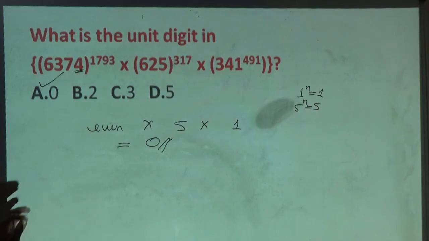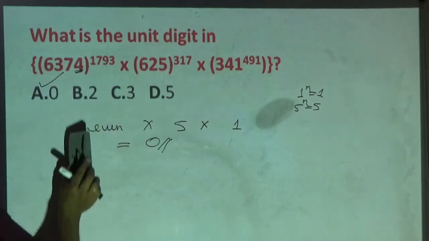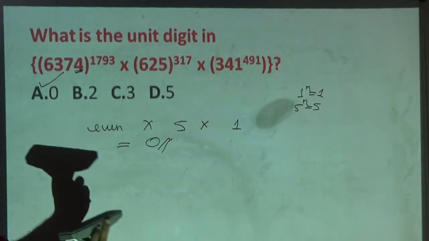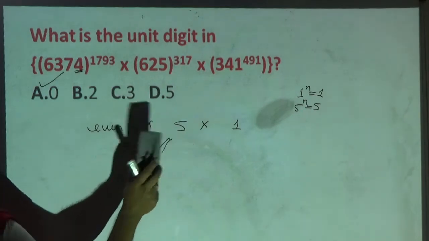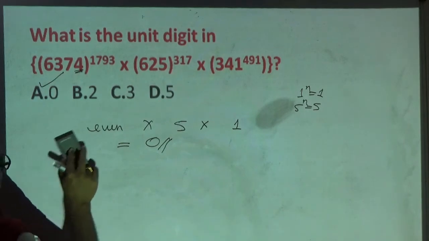See here, 1 power anything is 1. 5 power anything is 5. In the units place I am having an even number. An even number power anything will have an even number in the units place. If I multiply an even number by 5, definitely I should have 0 in my units place. That's my answer.